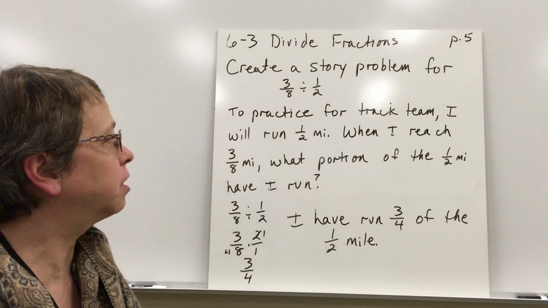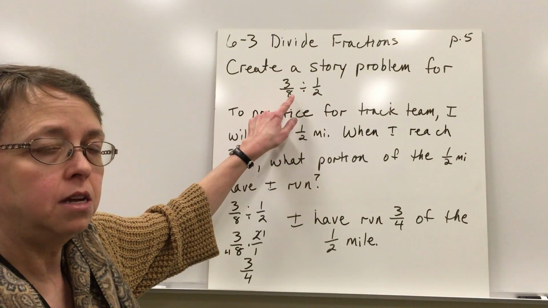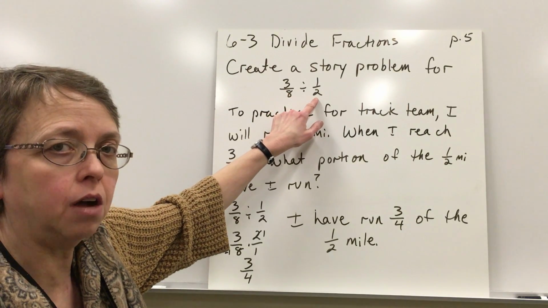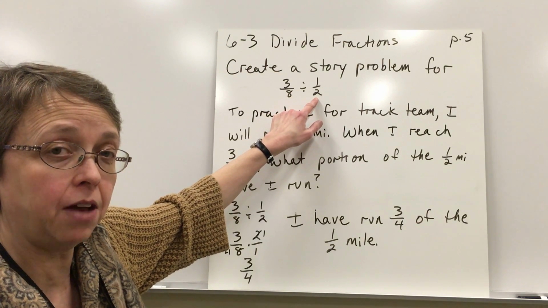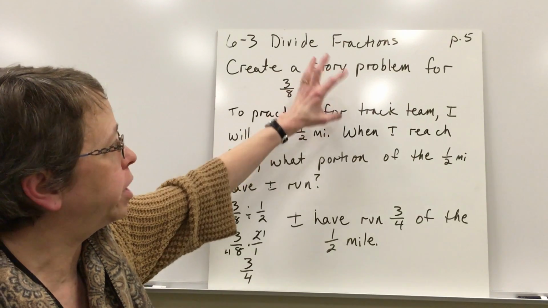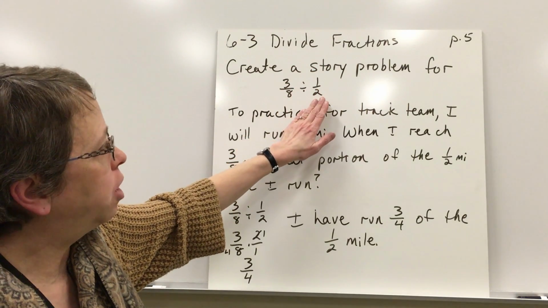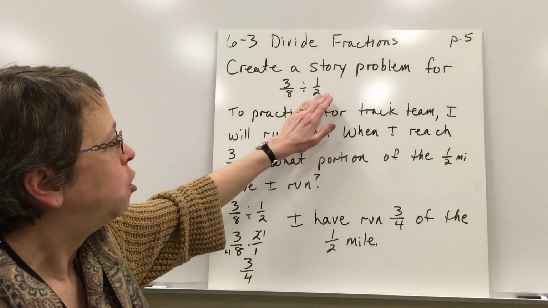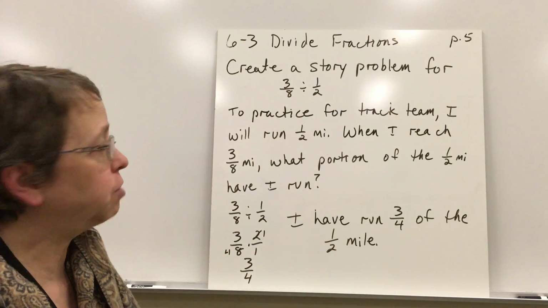So this is similar to the last one. My 3/8 is what I have. That's what I've already run. I want to know what part of the one whole, so that 1/2 is my group. That's my one whole unit. I want to know what portion of that unit that I'm running today is my half of a mile. What portion of that is my 3/8?